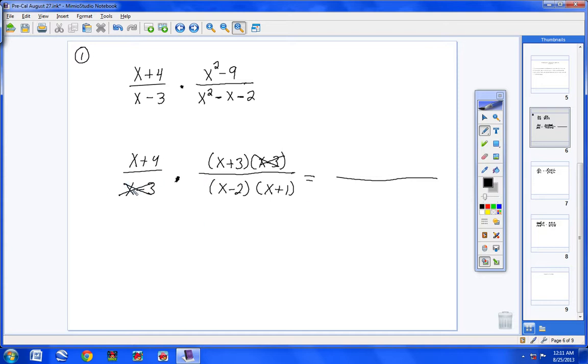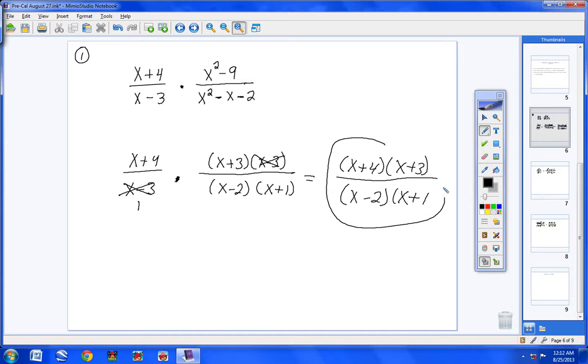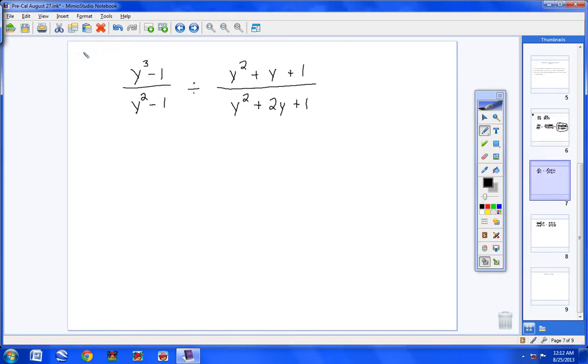So now step 4 says finish by multiplying. So I have x plus 4, and you do want to put parentheses around it, times x plus 3. And then here we just have a 1, so 1 times this whole denominator here would be x minus 2, x plus 1. Not too bad, students. If you've really mastered your factoring, and if you're getting pretty fast at it now, and you can figure out how to reduce and cross cancel, these problems are not difficult. They are not difficult. Okay, moving on to number 2 in your notes.